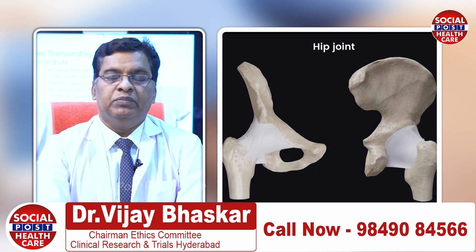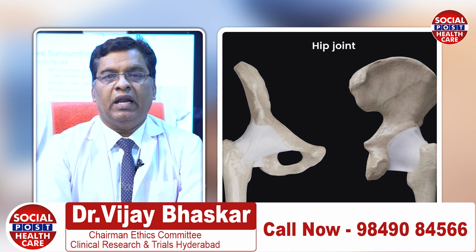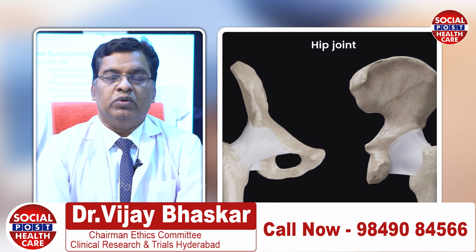The hip joint is the most important joint of the body, which lies between the acetabulum, or the hip bone, and the thigh bone. It is a ball and socket joint. The ball and socket joint is the most important part, where 70% of your body maintains its activity.